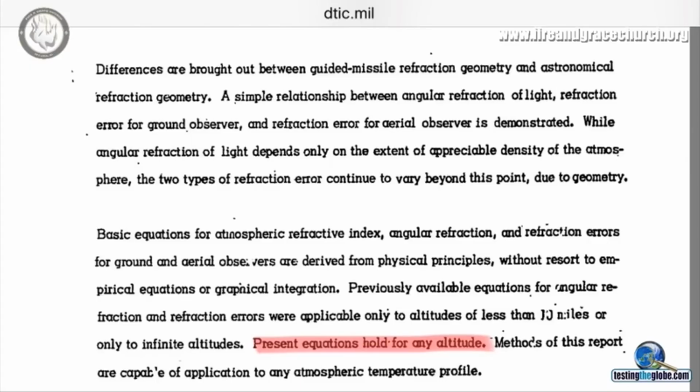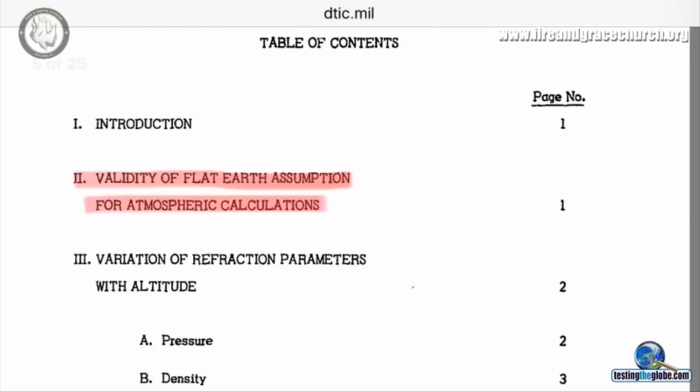Here, now I want to point this out. Present equations hold for any altitude. Everybody see that? Table of contents, introduction, validity of flat earth assumption for atmospheric calculation. You know what validity means? Something that is a solid fact. If the earth was not flat, why would you classify that?